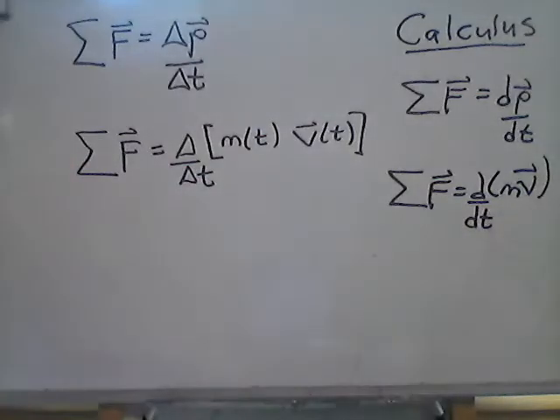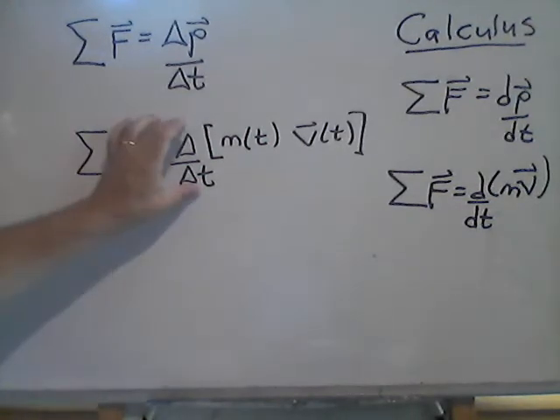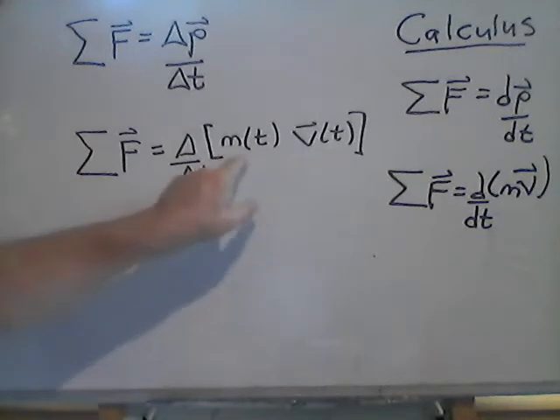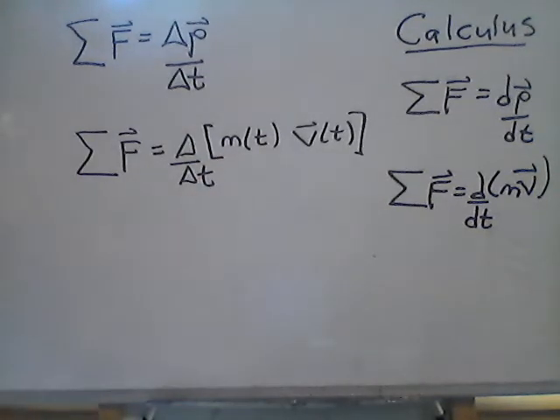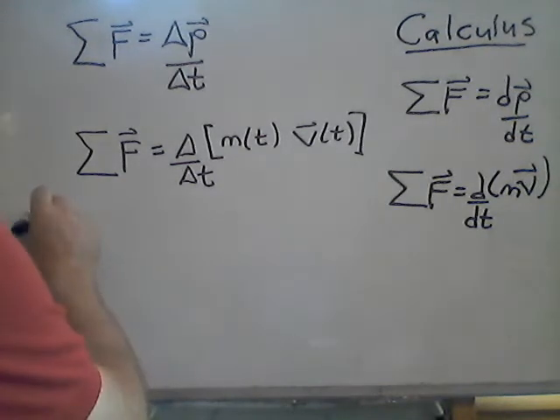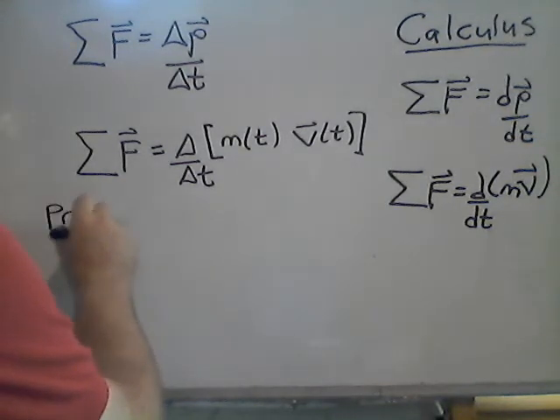All right. So that's how you really would do things. Now, it turns out that if you are taking the time rate of change of a product, so I have a product here, two functions multiplied by each other, you have what is called a product rule. You learn about this in calculus.